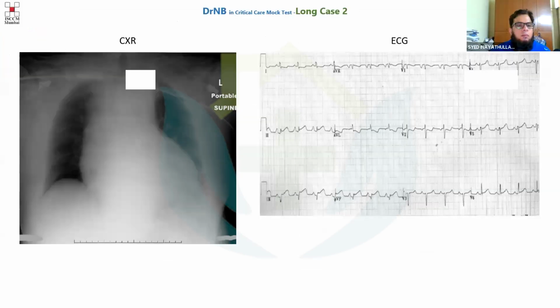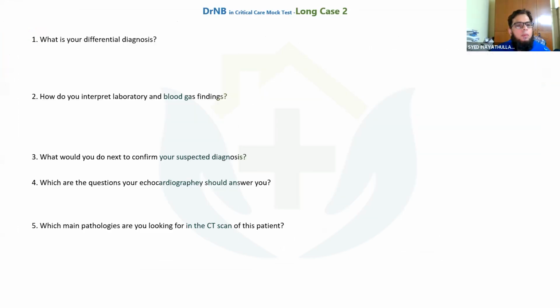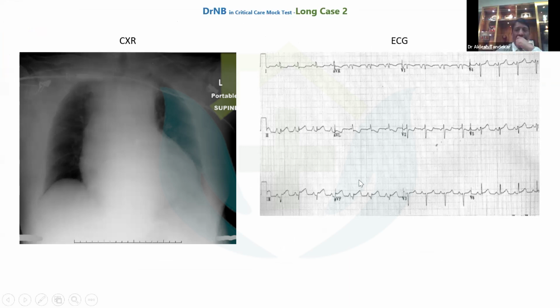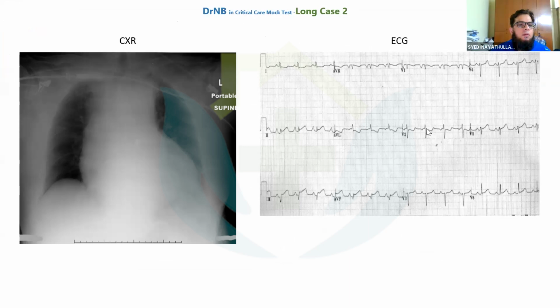It's an anteroposterior view X-ray with a very widened mediastinum. Okay, widened mediastinum with apparent cardiomegaly, and the lung fields look clear. There is mild blunting of the left costophrenic angle.